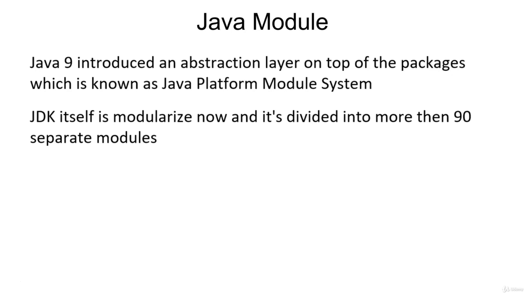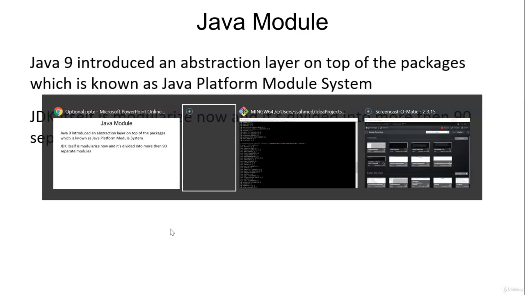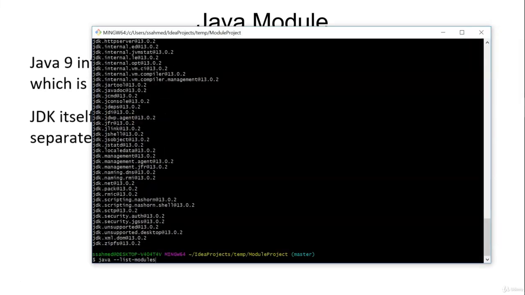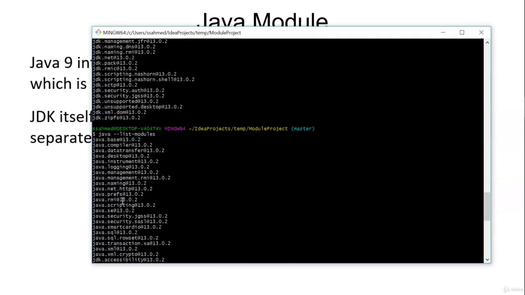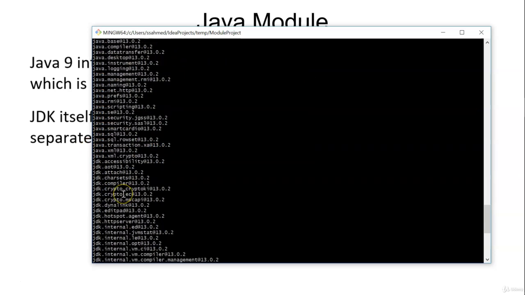In order to look at all those modules which are available in Java now, you can enter the command on the command prompt, and the command is java --list-modules, and it will give you all those modules which are available in Java. So you can see that java.base, this is a module, java.compiler, java.datatransfer, java.desktop. So these are all the modules which are now available in Java.